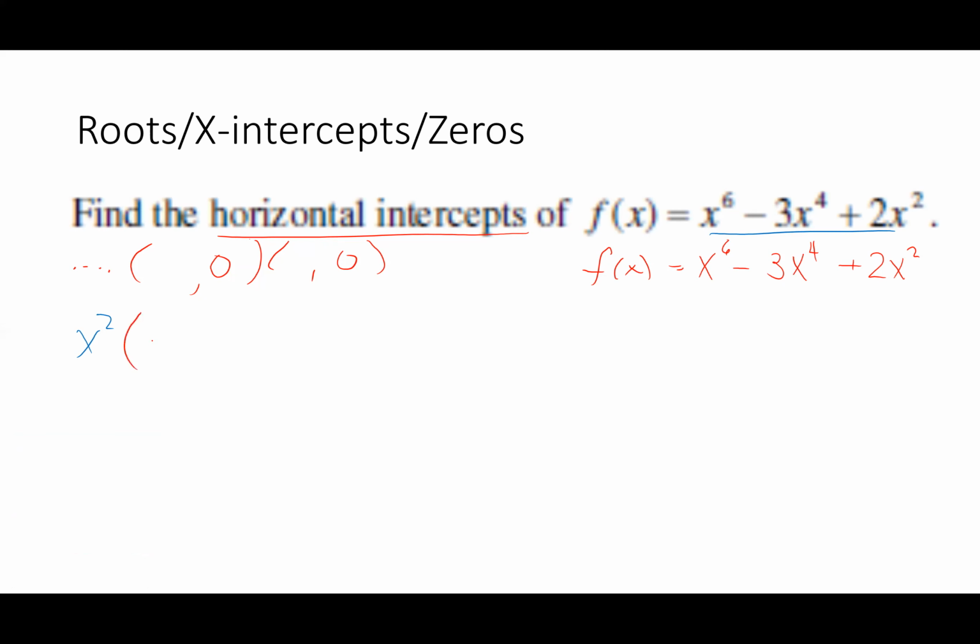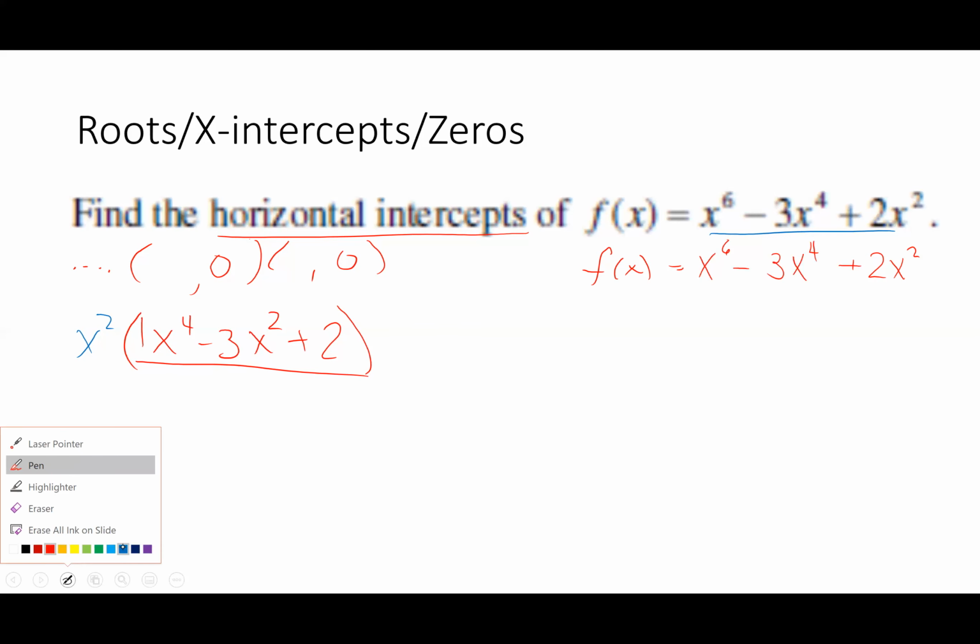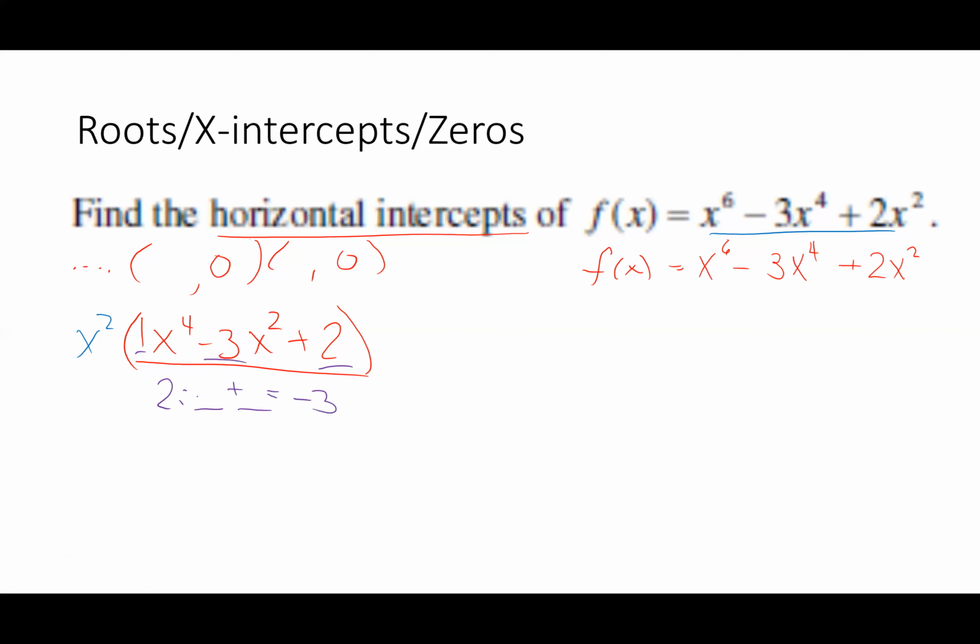And so when I take out that x squared, I've got x to the 4th minus 3x squared plus 2. And this is a trinomial. So I'm going to use the same method of factoring that I've used before, and it's actually going to work in the same way. So I'm going to multiply 1 and 2, and I want numbers that multiply to 2 that add up to -3, and I get -2 and -1.